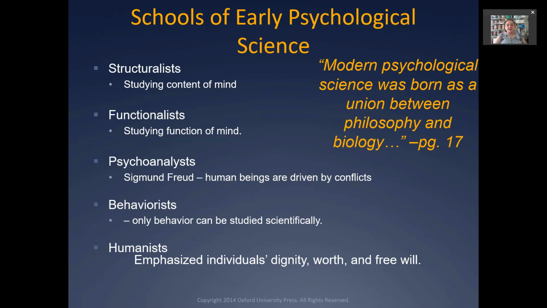And modern psychological science was born as a union between philosophy and biology. So we're focusing on thought processes, we're focusing on biological processes, we're talking about whether the brain and body are united. So Descartes believed that the brain and the body, or the mind, were not united, didn't work together, so he was considered a dualist. But evidence since then has shown that the brain and the body are linked. So we can talk about that more later.